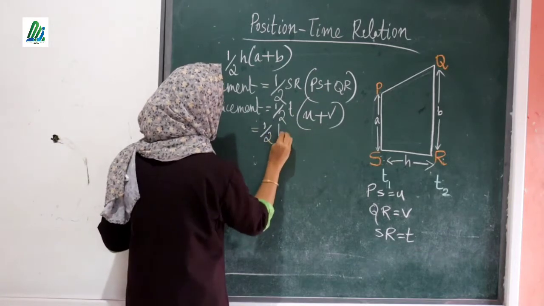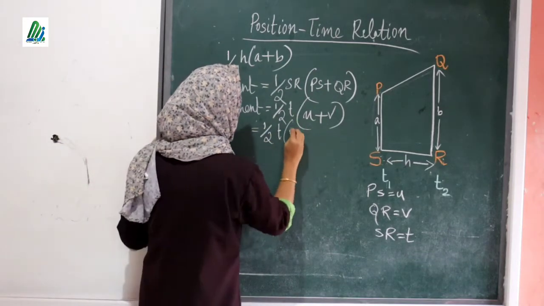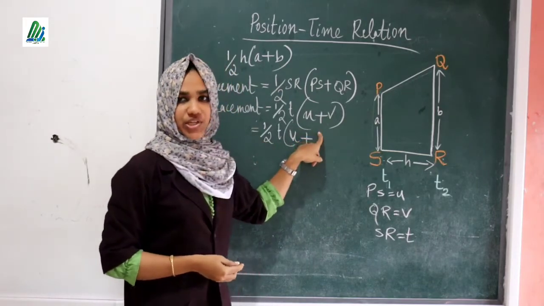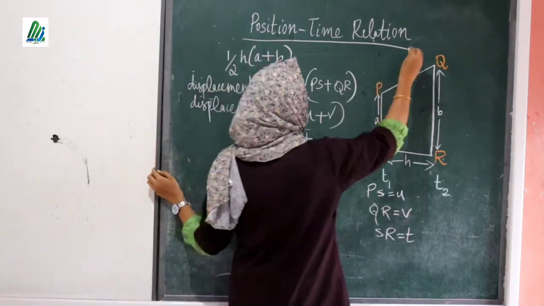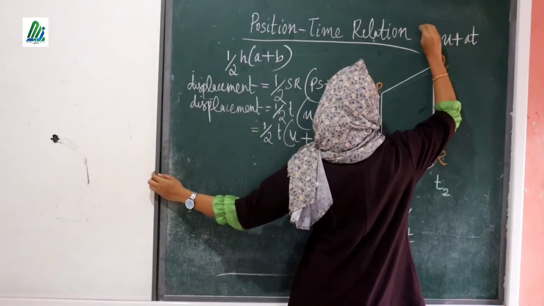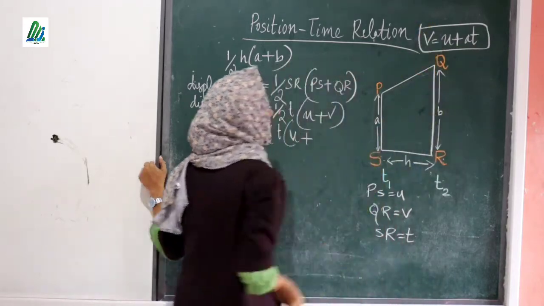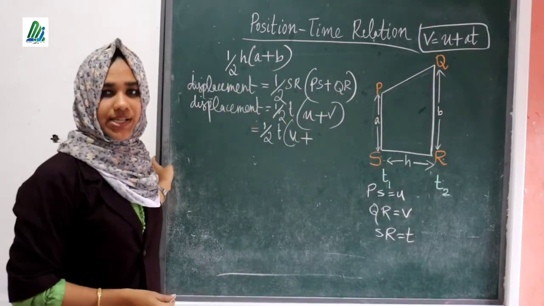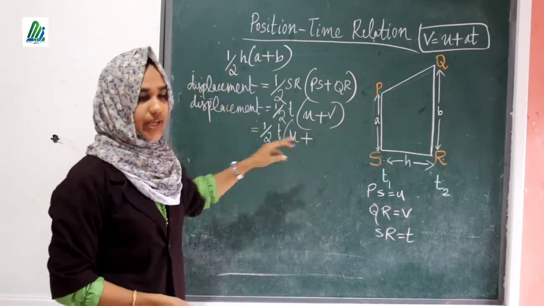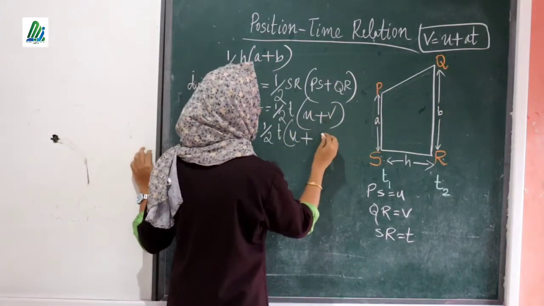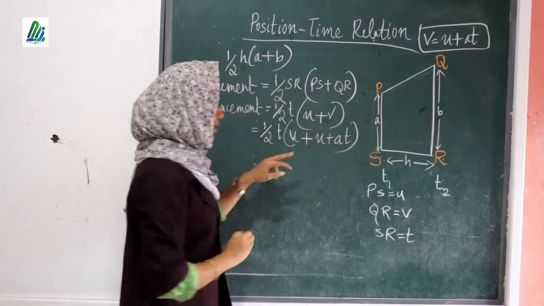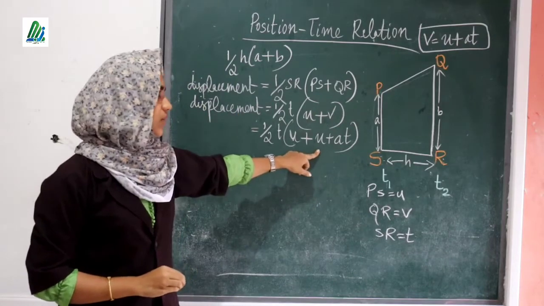Half t, I am writing this u here. We all know that from the first equation of motion we get v is equal to u plus at. So I am applying this here, writing v is equal to u plus at. Is it clear how I get this?